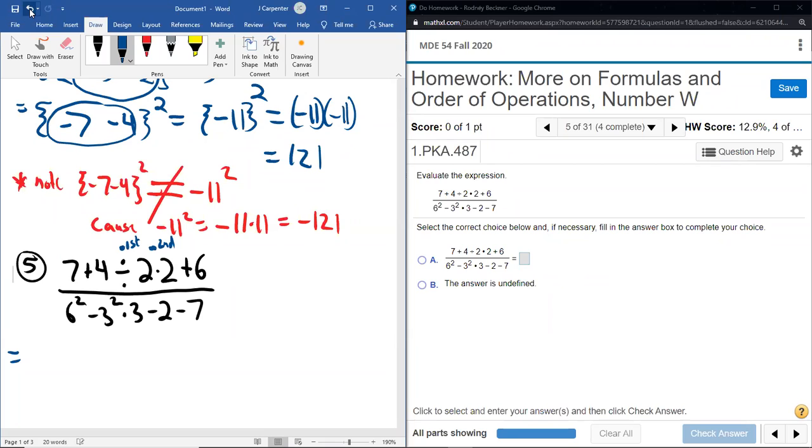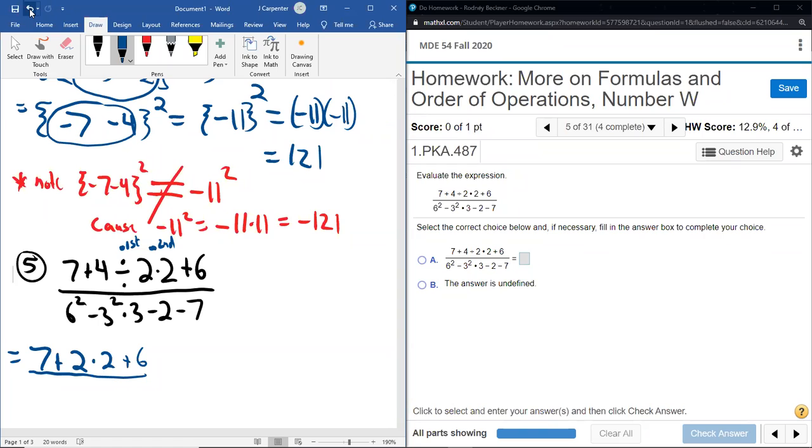So in that top, we're going to leave the 7 in the plus. The 4 divided by the 2 is going to be a 2, then times a 2 plus 6. Now you might say, Mr. Beckner, you're not following PEMDAS. There's exponents in the bottom. The top and bottom are their own entities, so you can do PEMDAS in the top, completely separate from doing PEMDAS in the bottom.